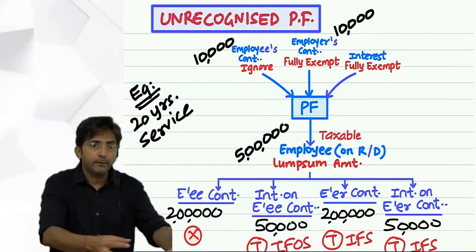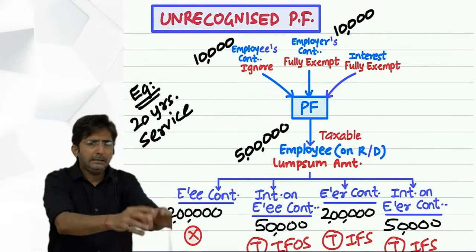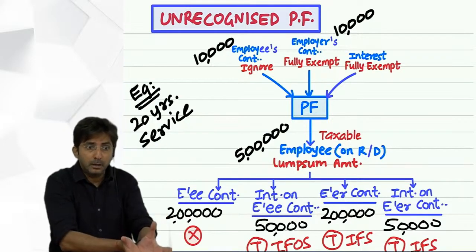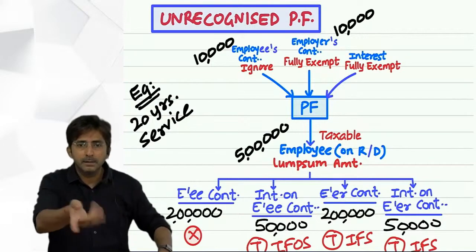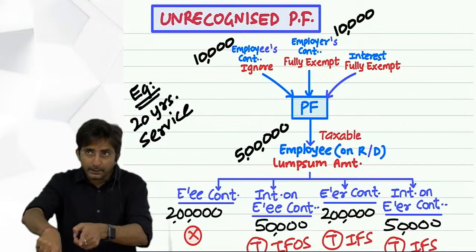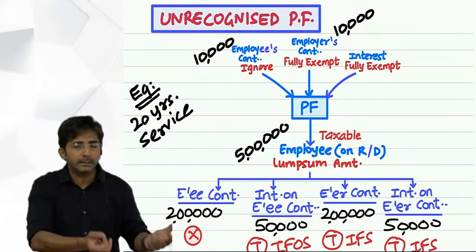But in UPF, when money is accumulated, that time exempt. But at the time of retirement, when you receive the lump sum amount, it will be taxable. How? Four parts. Employee's contribution, ignore. Interest, income from other sources. Employer's contribution and interest on that, income from salary.